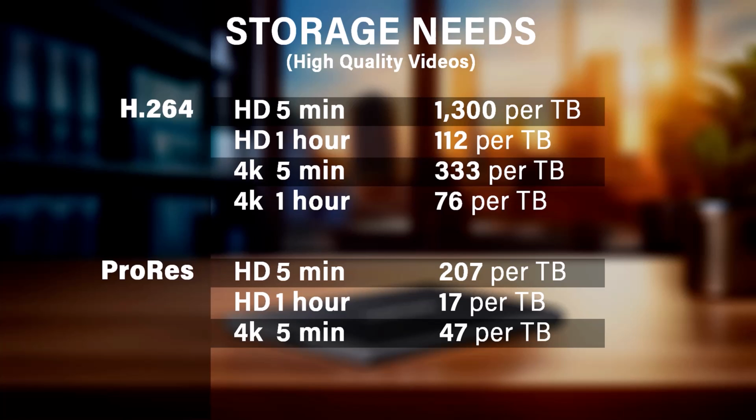All the way to 4K, boy oh boy, 4K 5 minutes, you'll only get 47 of those per terabyte. And all the way up to a whopping 1 hour, 4 per terabyte. So that's still reasonable. If you're going to put a 2-hour feature on a drive, you could actually get a 2-hour 4K ProRes feature on a drive that you're sending off to somebody.